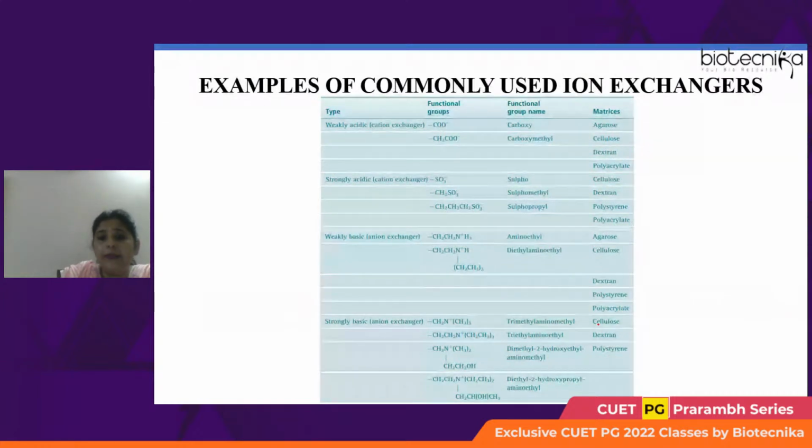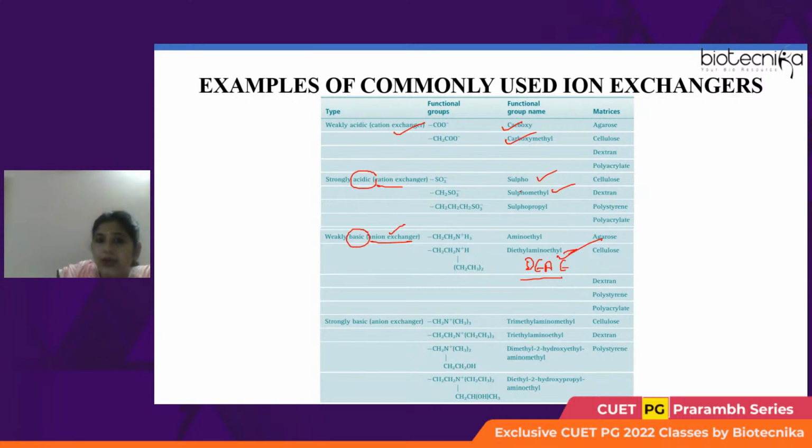For example, specifically focus on DEAE. DEAE is an example of an anion exchanger. Then carboxy or carboxymethyl are examples of cation exchangers, right? Strong acidic cation exchangers are sulfomethyl. Actually, cation exchangers you also call acidic, and anion exchangers are basic. So this way also you can learn.